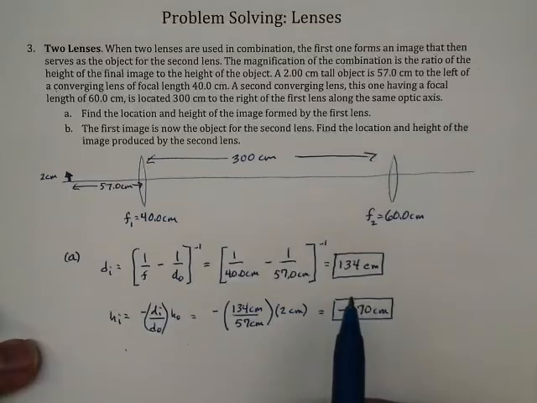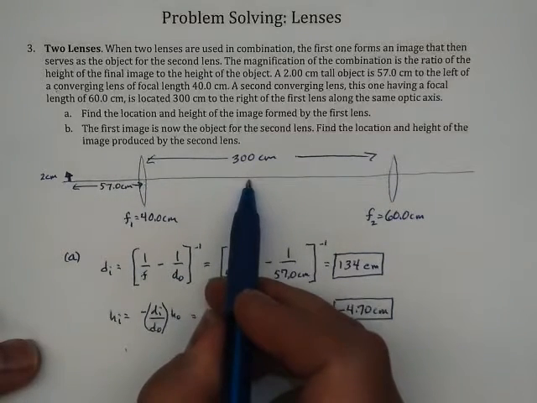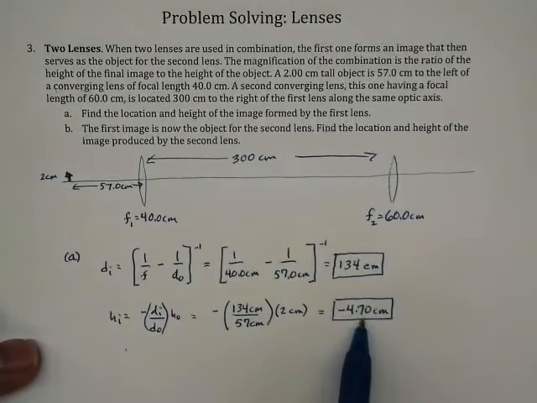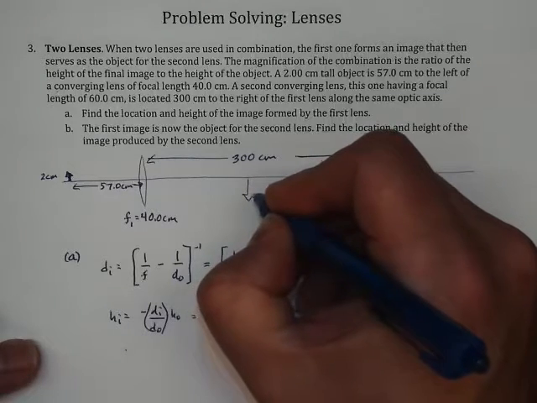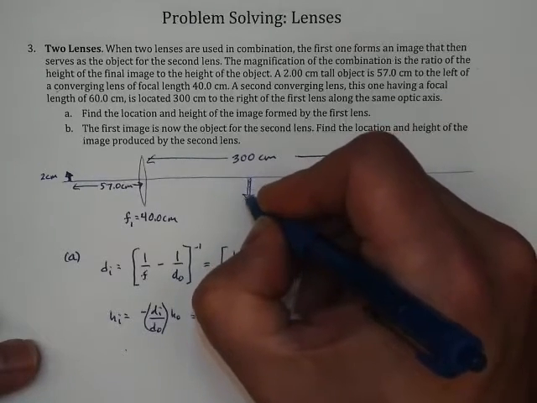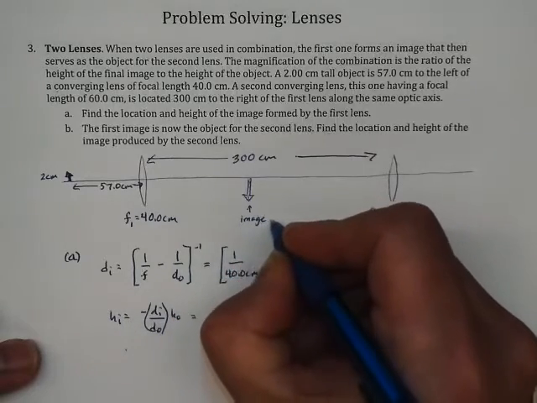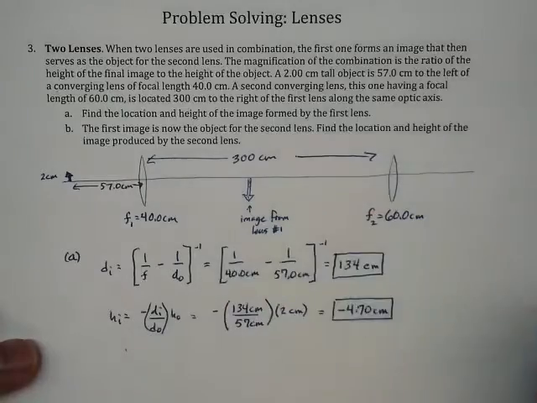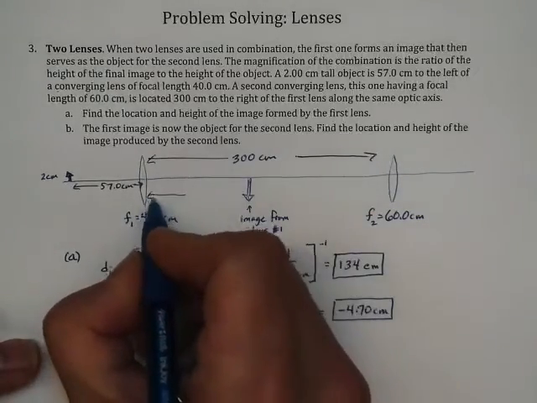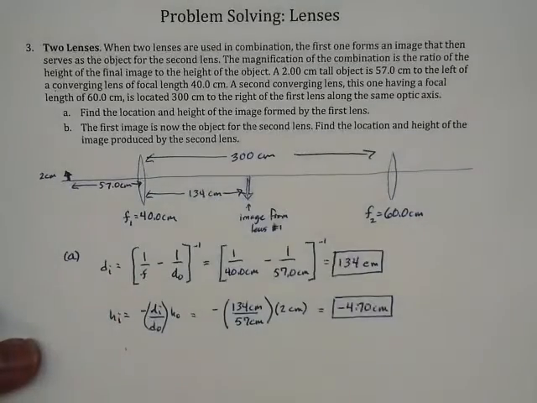So I know the image is formed 134 centimeters away from lens number 1, so somewhere in this neighborhood. It's taller than the original object, and the negative is telling me that it's upside down. So somewhere in this vicinity is where I get my image from lens number 1. And this distance right here is 134 centimeters.